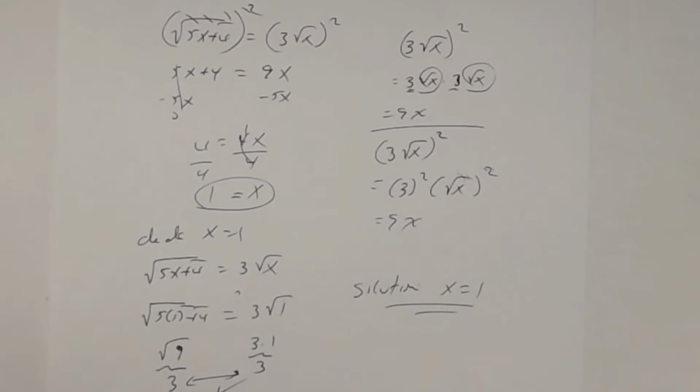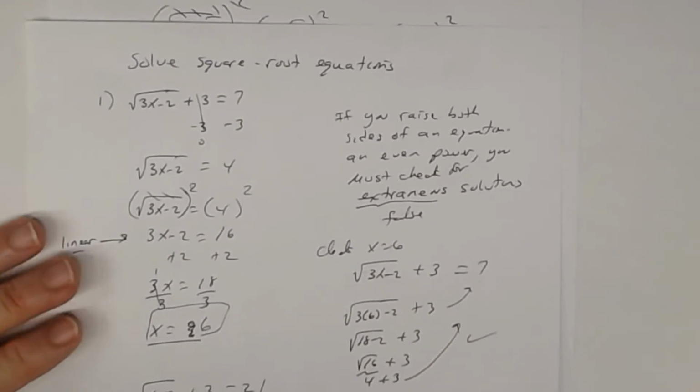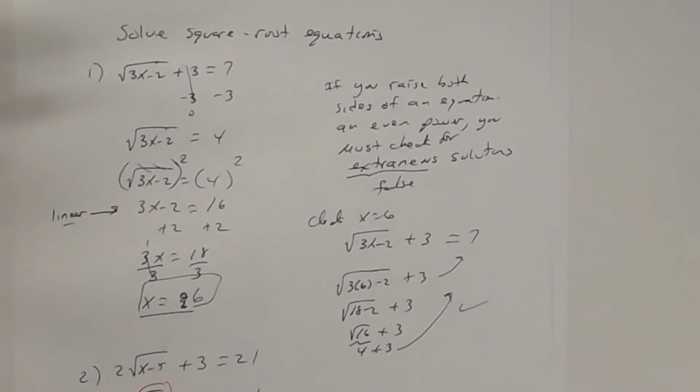Okay? So that was the idea behind solving square root equations. Now these are the basic types. Notice that when we did this, we raised both sides to the even power once. So there are situations where you may have to raise both sides to the second power twice, but that's not in this part here. That's a different lesson. Okay, so that is the end of this lesson.